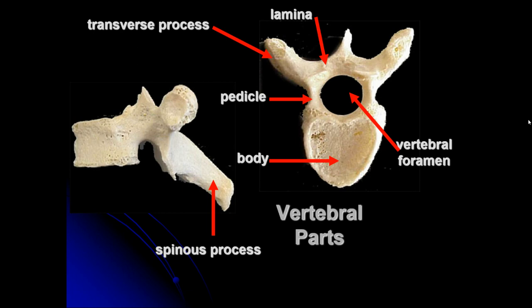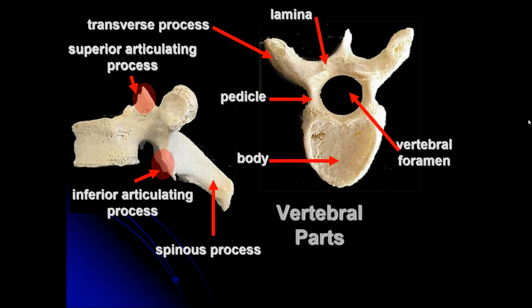If we look over here at the lateral view, we can also see that there are processes that project upwards. And so they're called superior. They attach to the vertebra above, so they're called articulating. So the name of these is superior articulating processes. There are also processes that go down toward the vertebra below and articulate with that vertebra. So these are inferior articulating processes. So we can find all of these parts on every vertebra.